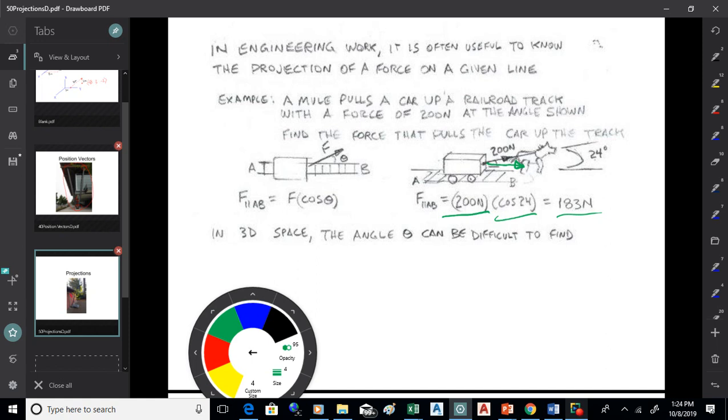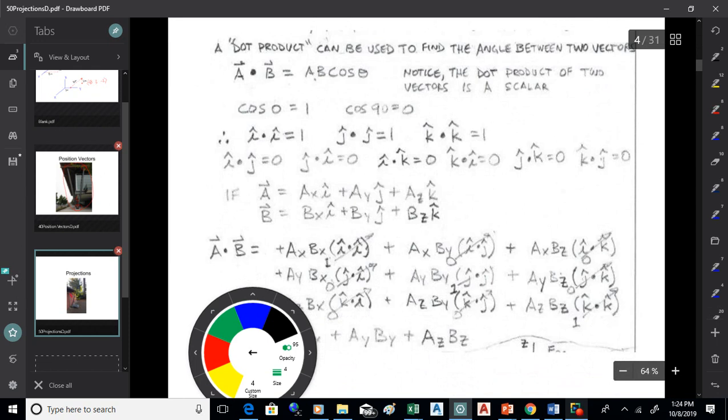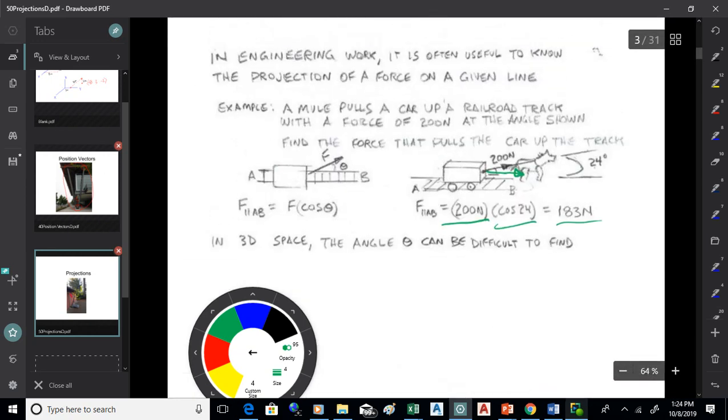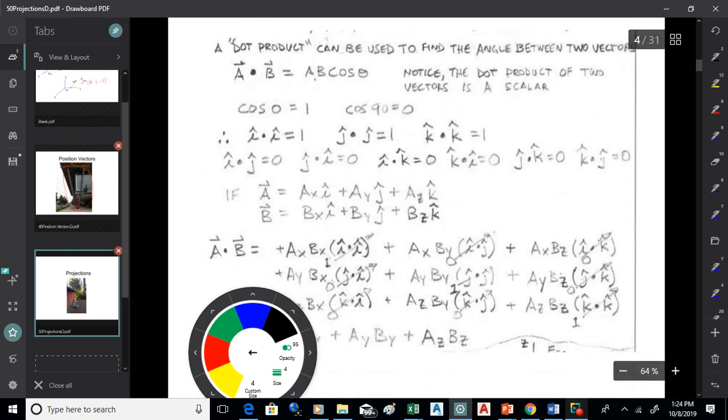Now, in 3 space, though, that can be a little harder to do. In 2 dimensions, quite often we can get those angles pretty quickly. But in 3 dimensions, it gets a little bit more challenging. So we need a mathematical tool to do this with. And the tool we'll use is called a dot product. A dot product can be used to find the angle between 2 vectors, which would help us solve this problem. And this is a vector operation.